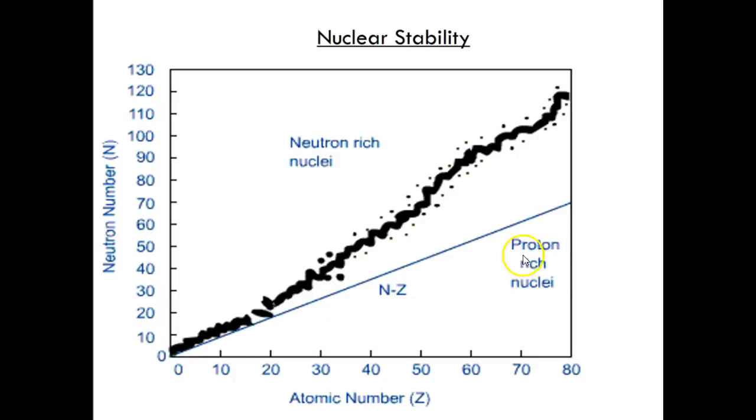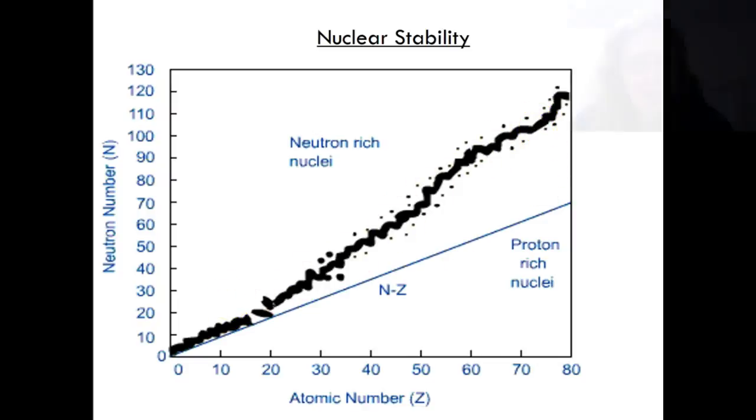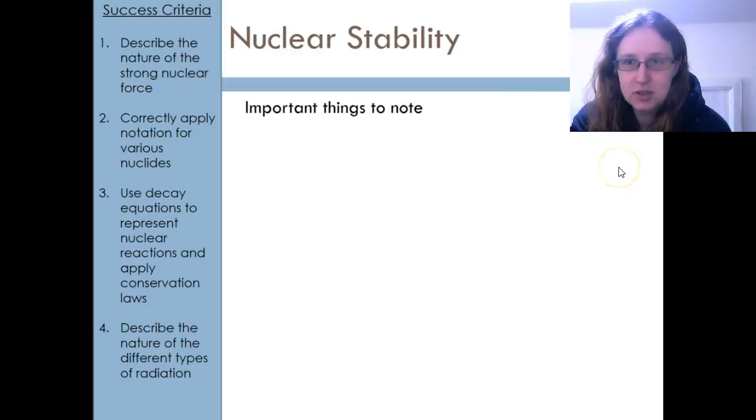So down at the bottom, if we're below the line it would be a proton-heavy nuclei. If it's above the line it's a neutron-heavy nuclei. And we see, in order to be stable, we move further away from the line and further into neutron-rich nuclei. Okay, and that's quite important. I'm just going to pull out some little notes about this.